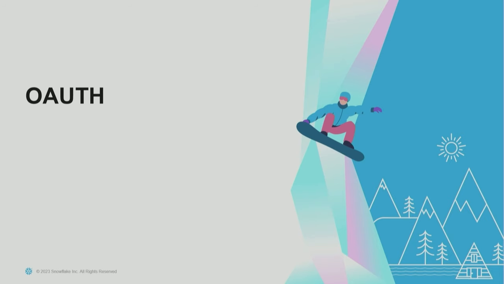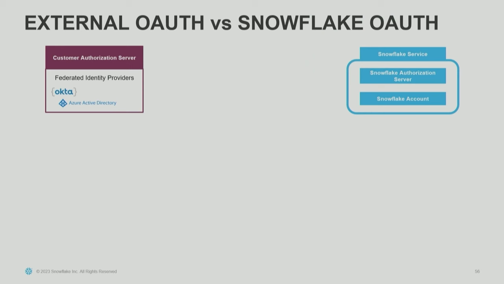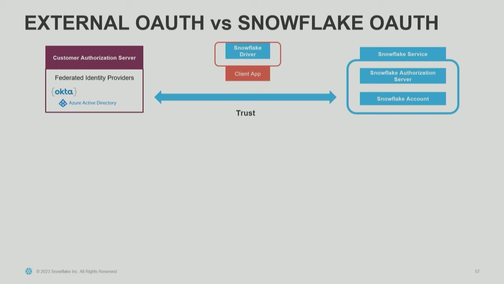So talking about OAuth, one of the most popular authentication mechanisms, as I have mentioned before, we support two kinds: external OAuth and Snowflake OAuth. But just talking about OAuth, the OAuth architecture has three pieces. You have the authorization server, which dishes out the token to the client, and then you have the service itself to which you are authenticating. In this case, Snowflake is the service. You would have a client app with a Snowflake driver in it, and you will have the trust formed between the authorization server and the service itself.